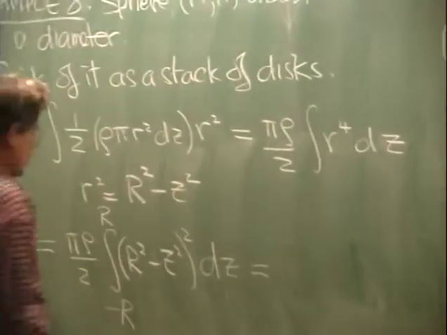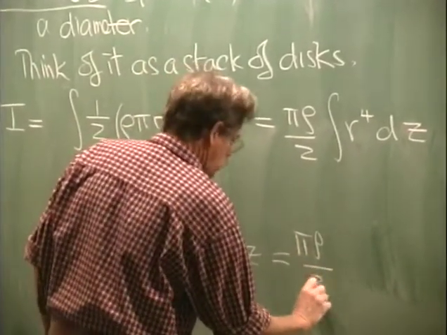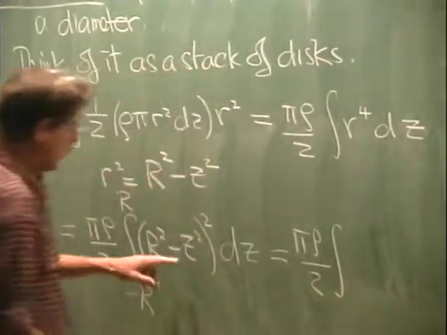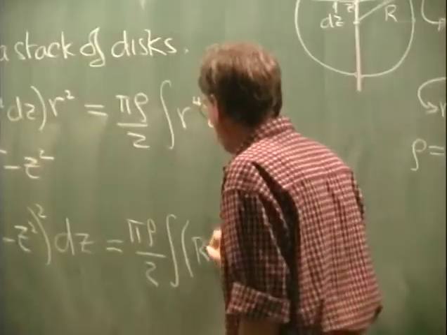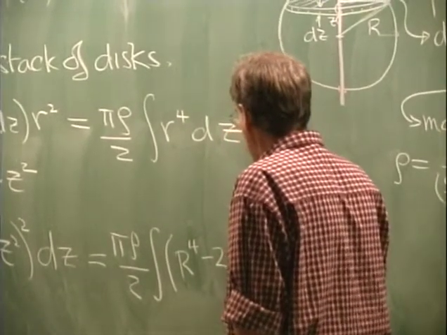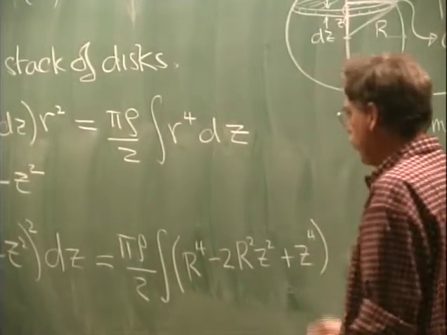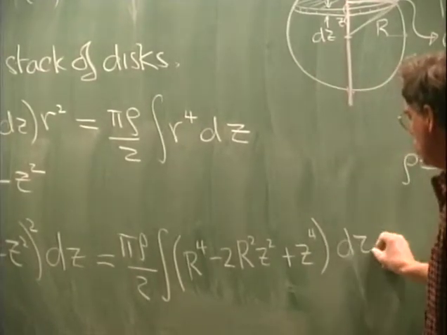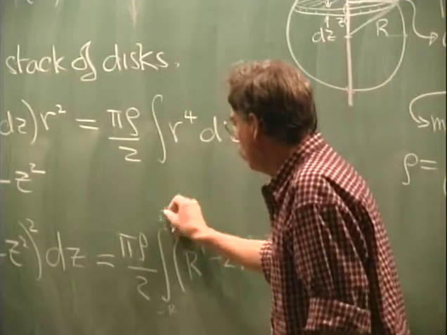Okay, how do I do this integral? Pi rho over 2 times the integral. I think I better square this thing out. What's it give me? R to the fourth minus 2R squared z squared plus z to the fourth, dz, from minus R to plus R.